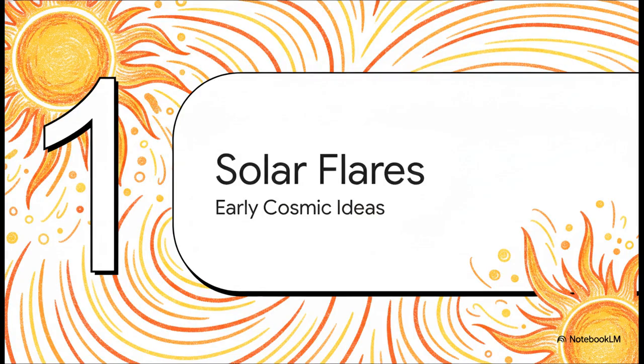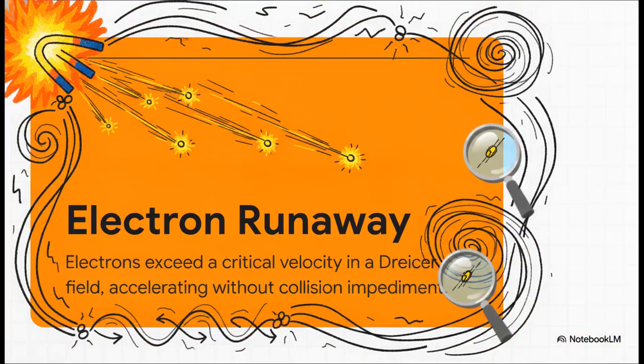Section 1. Solar flares and early ideas. So, where did scientists look first? Our own cosmic backyard, naturally. In solar flares, we observe this really fascinating process called electron runaway. Basically, in the neutral sheets of a solar flare, magnetic field lines reconnect and generate intense electric fields. When an electron in this plasma hits a certain critical velocity, inside what physicists call a Dreicer field, the drag from collisions just drops off. The electron essentially runs away, accelerating with zero impediment.